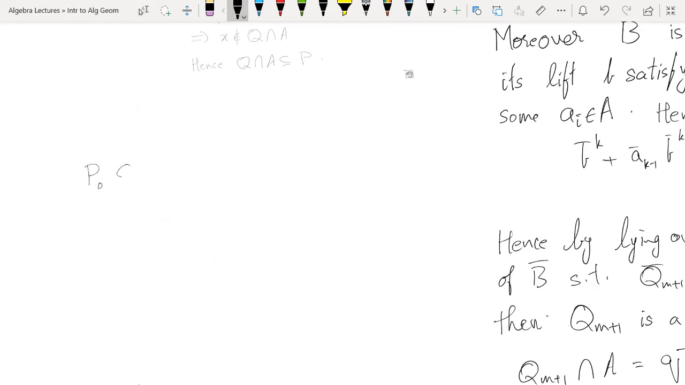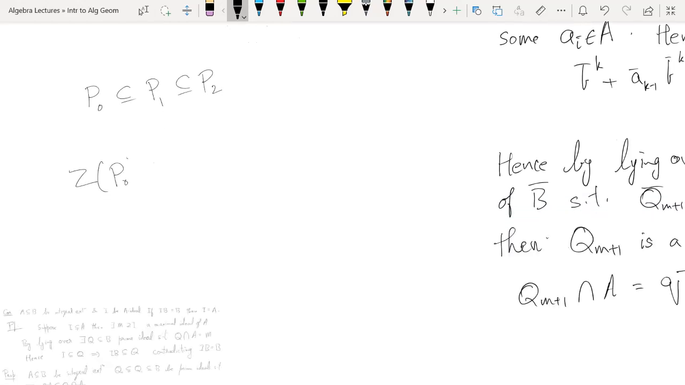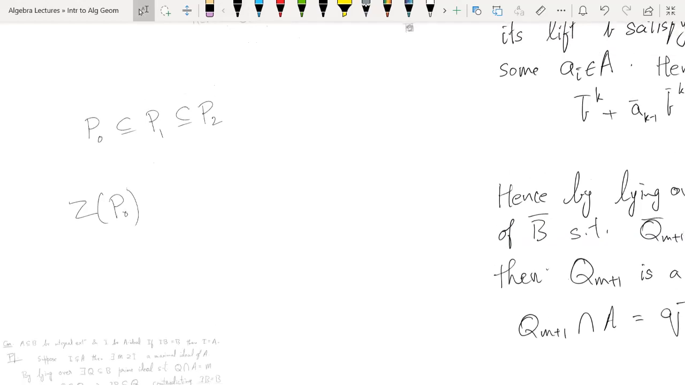What does P0 contained in P1 contained in P2 mean in terms of geometry? So that tells you that if you look at the zero set of P0, this is going to be some irreducible subset, if you are in an affine space, or even in some arbitrary affine. So the zero set of P0 will contain the zero set of P1, which will contain the zero set of P2. So it's inclusion reversing, if you remember.